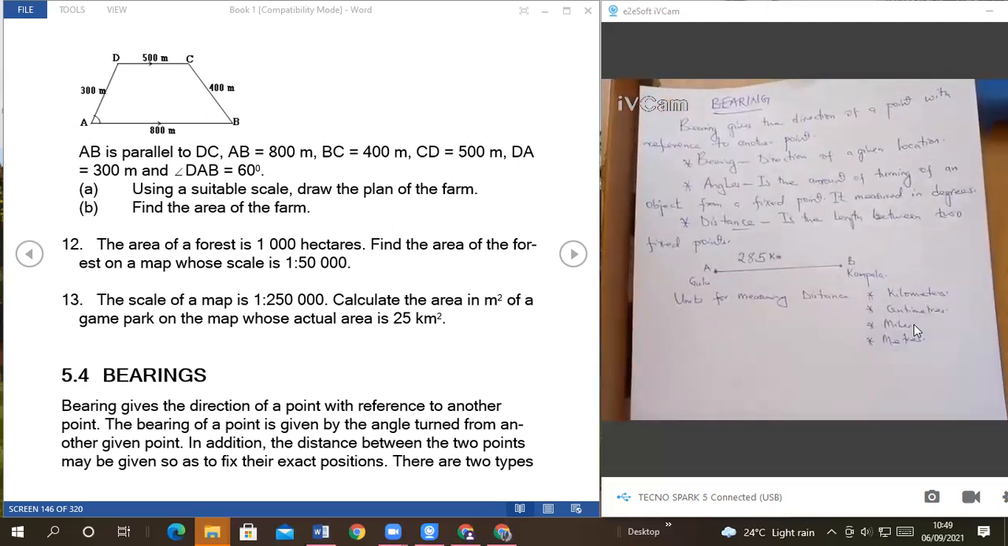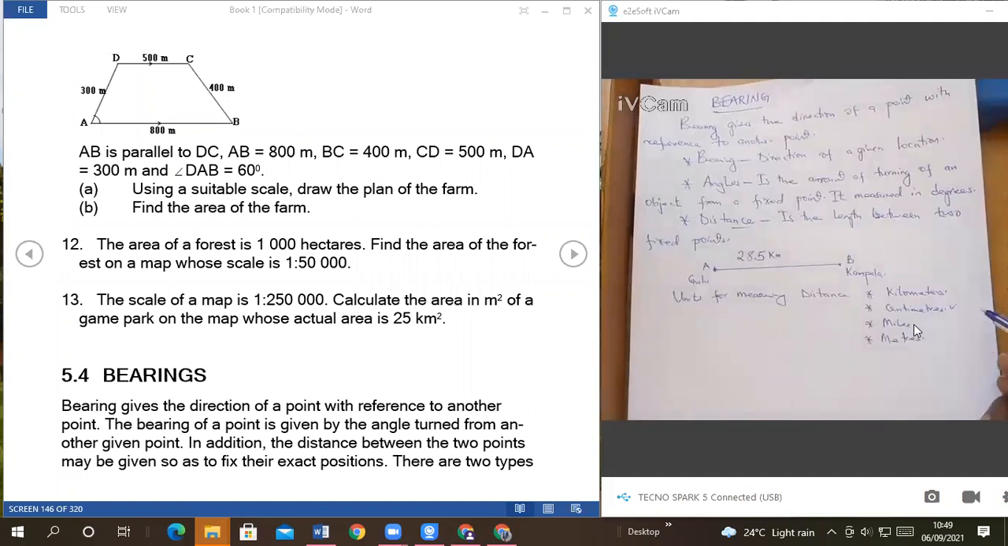Meters. Those are the common units we use. But now when we are measuring a long distance, say for example, we want to measure the distance between Gulu and Kampala, can you put it in meters? Can you put it in centimeters? You find that when you put it in centimeters, it's going to be very big. So for the purpose of convenience, you use a bigger unit, which is kilometers. We use centimeters only for small units.